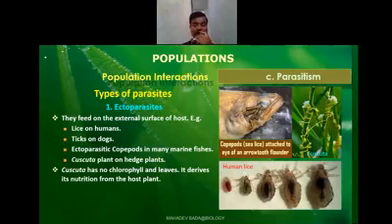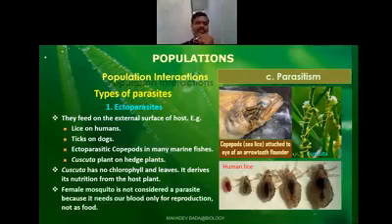So, this is one. A female mosquito is not considered a parasite because it needs our blood only for reproduction. It does not get food from it. Remember, many of us have a misconception that the mosquitoes which bite us to suck blood get their food from us. No.